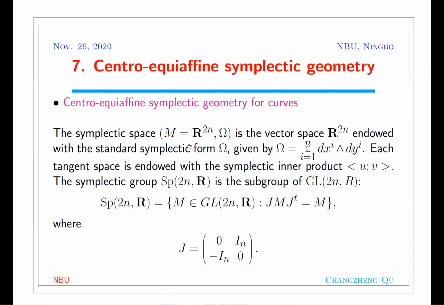The symplectic space is a two-dimensional Euclidean space endowed with a standard symplectic form omega, the symplectic structure. Its tangent space is endowed with the symplectic inner product, defined with the symplectic matrix J. So M satisfies this relationship, and J is a symplectic matrix.